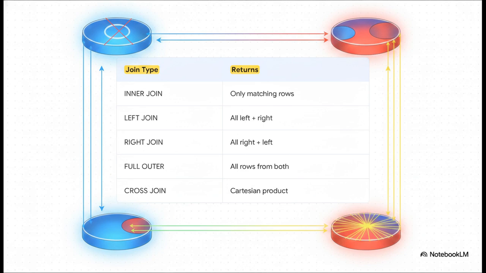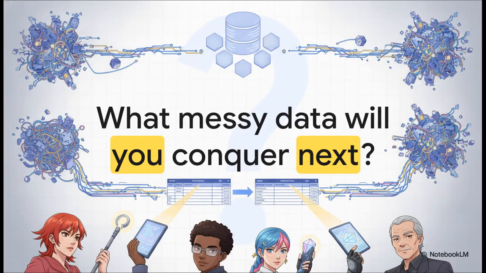The full outer join is your safety net. It returns absolutely all rows from both tables. And the cross join? That generates a Cartesian product, mapping every single row to every single row. You now have the exact structural framework required to turn messy, isolated information into clear, actionable insights. By understanding how to connect these tables logically, you're no longer at the mercy of disconnected systems.